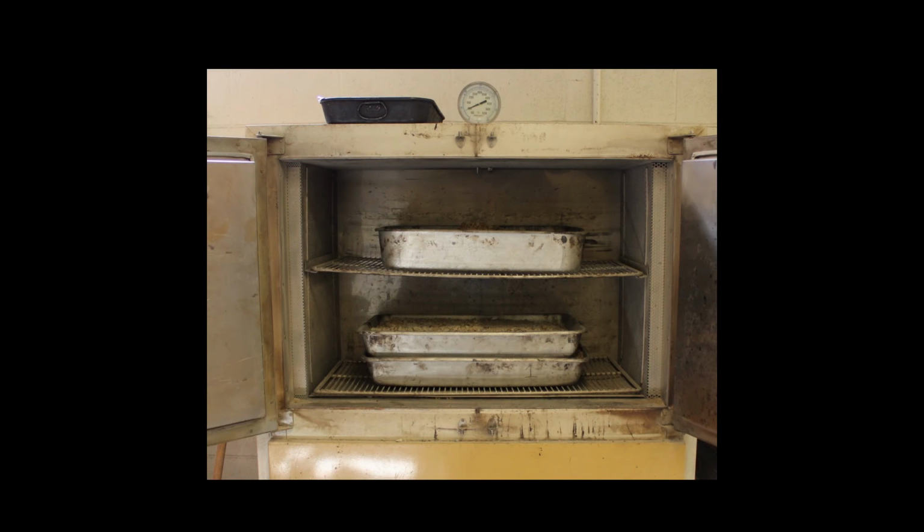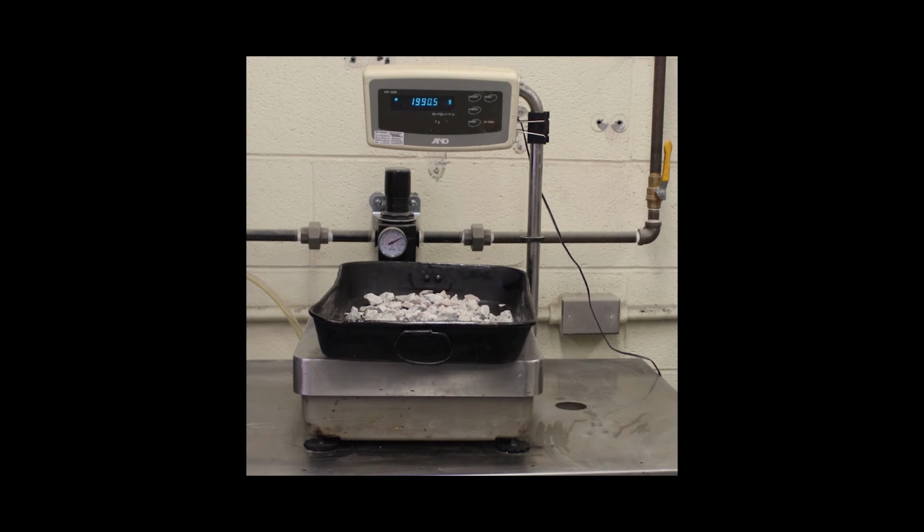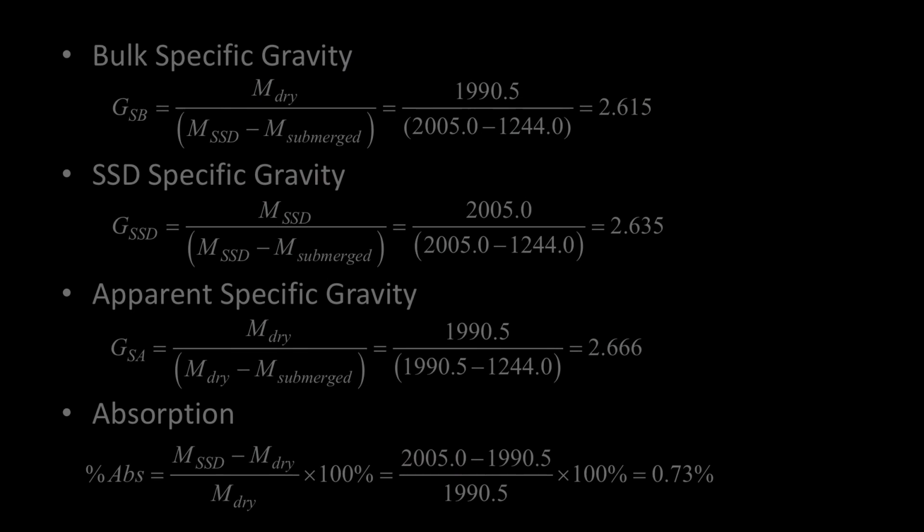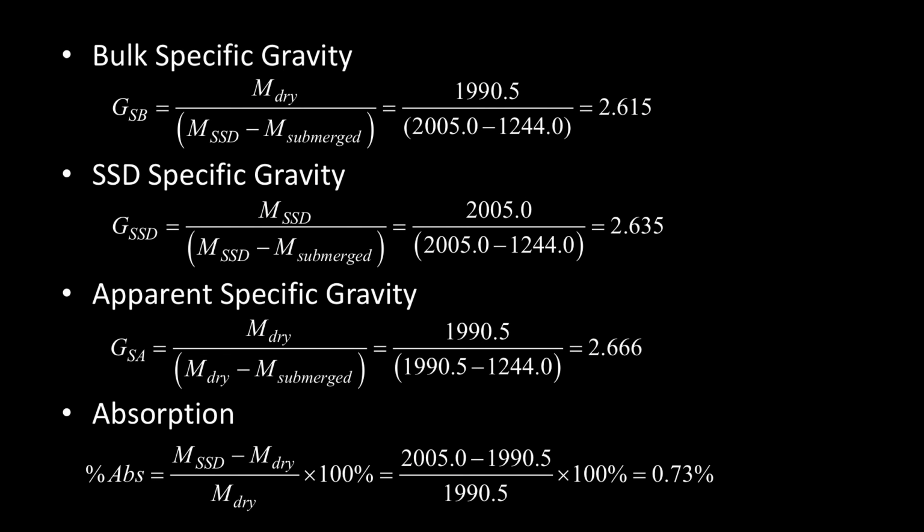Place the pan with coarse aggregate into an oven overnight to dry. After cooling, place the pan with dried aggregate onto a scale. Record the mass. Subtract the pre-recorded pan mass to determine the oven dry aggregate sample mass. In this example, the oven dry mass is 1,990.5 grams.